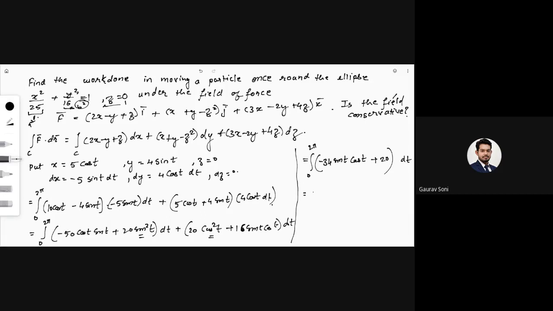So this is minus 34 integral 0 to 2 pi sin t cos t dt plus 20 t from 0 to 2 pi.